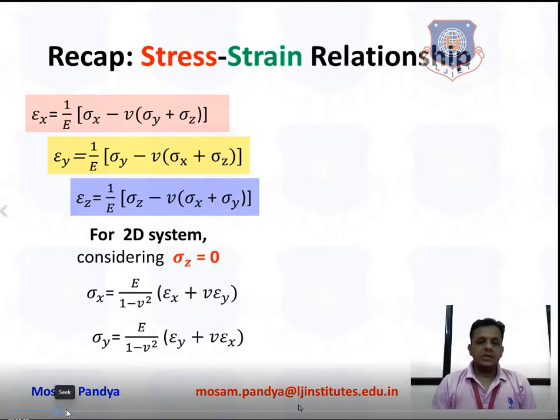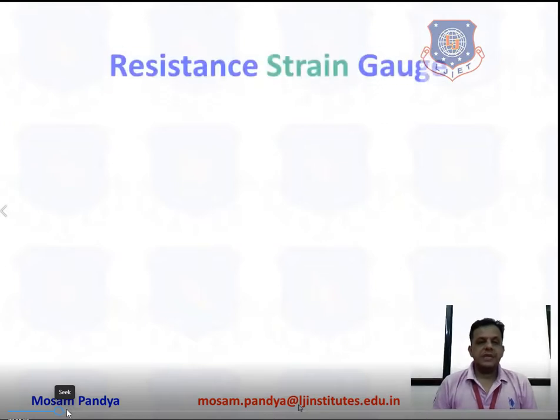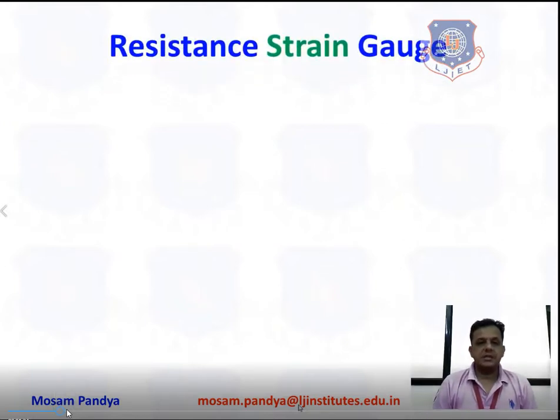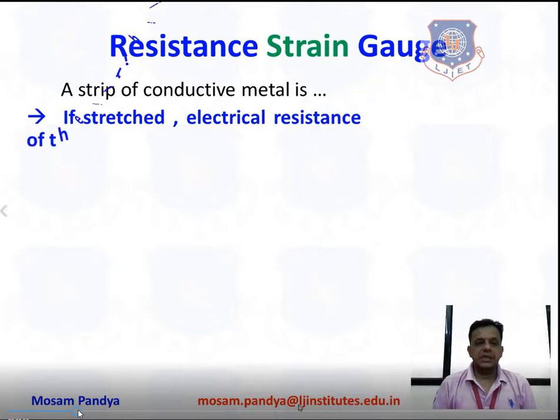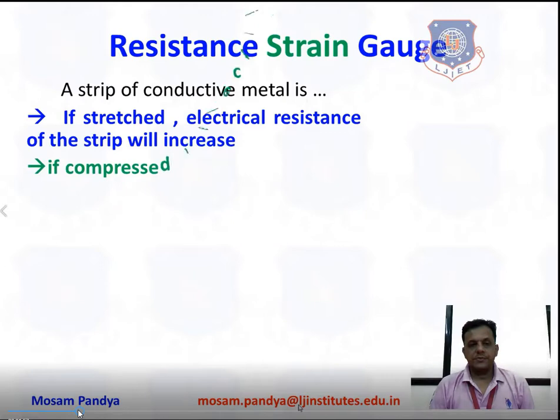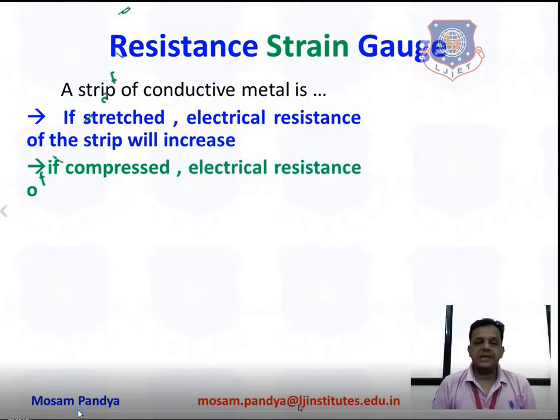So with this we will start with strain gauge. What is strain gauge? Resistance strain gauge. So here we will be talking about the change in resistance due to change in the length and change in the cross-section area of the conductor. Say for example, a strip of conductor or a conductive metal, if it is stretched, then electrical resistance of the strip will increase, and if compressed, electrical resistance of the strip will decrease.